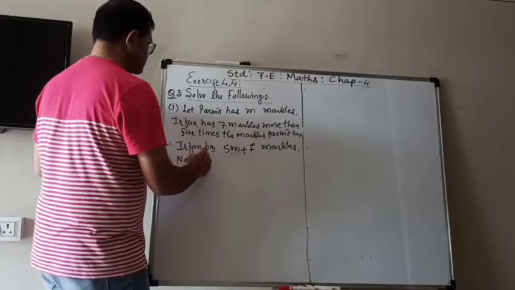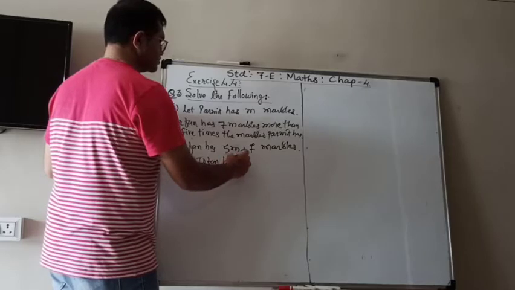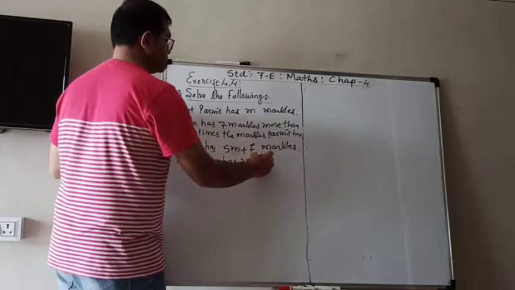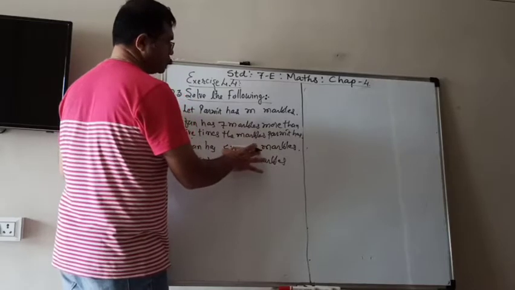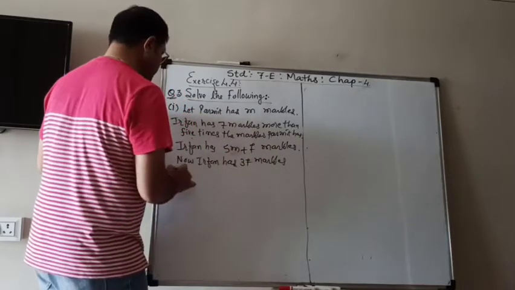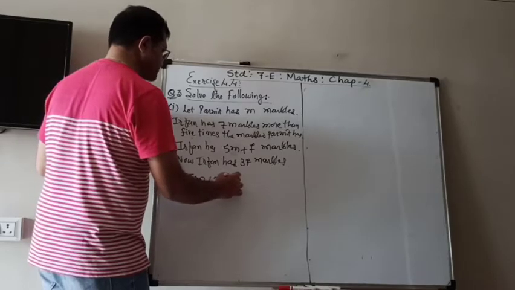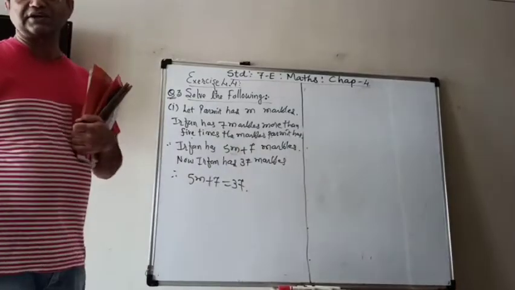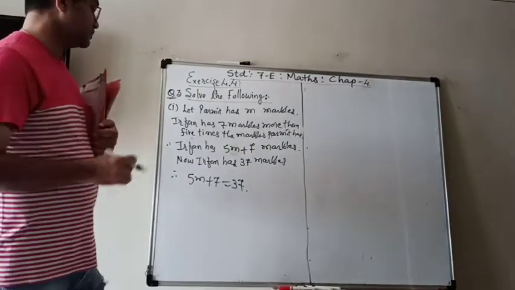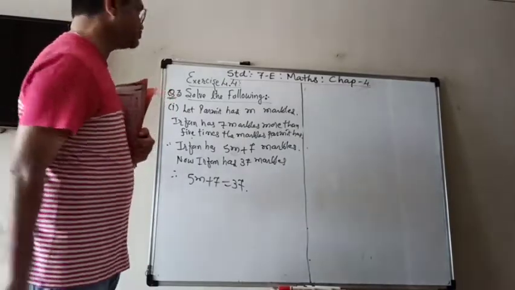Now Irfan has 37 marbles. It means that the value of 5m plus 7 will be 37. Therefore, 5m plus 7 is equal to 37. That is the simple equation we got. Now we have to find the solution of it.